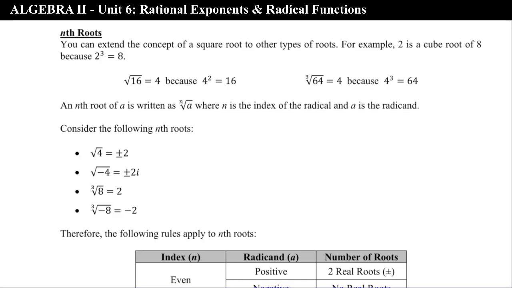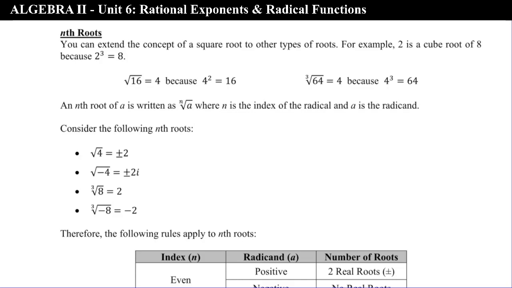An nth root of a is written like this, where n is the index of the radical and a is the radicand, what's under the radical. So you have that right there.